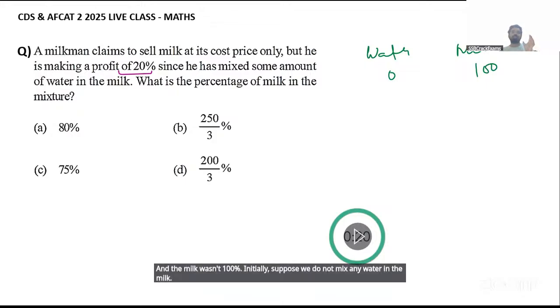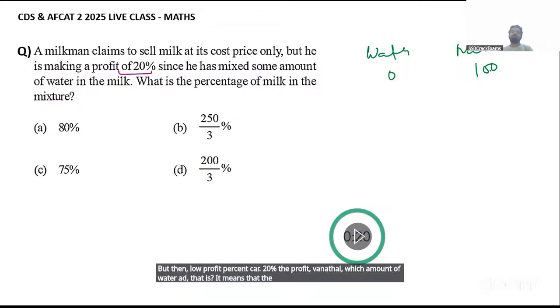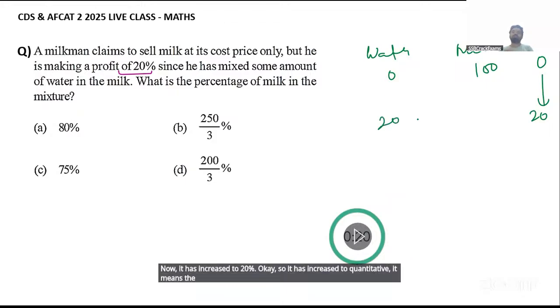Suppose उसने कोई पानी मिल्क में मतलब पानी मिलाया ही नहीं है. पहले सपोज करो सब कुछ जीरो था. But then he makes a 20% profit by adding some amount of water. It means that when water was zero and milk was 100, the profit initially, suppose it was zero, now that has increased to 20%. We do not know how it was initially. Now it has increased to 20%. Okay, so it has increased to 20%. It means the water has increased from 0 to 20.